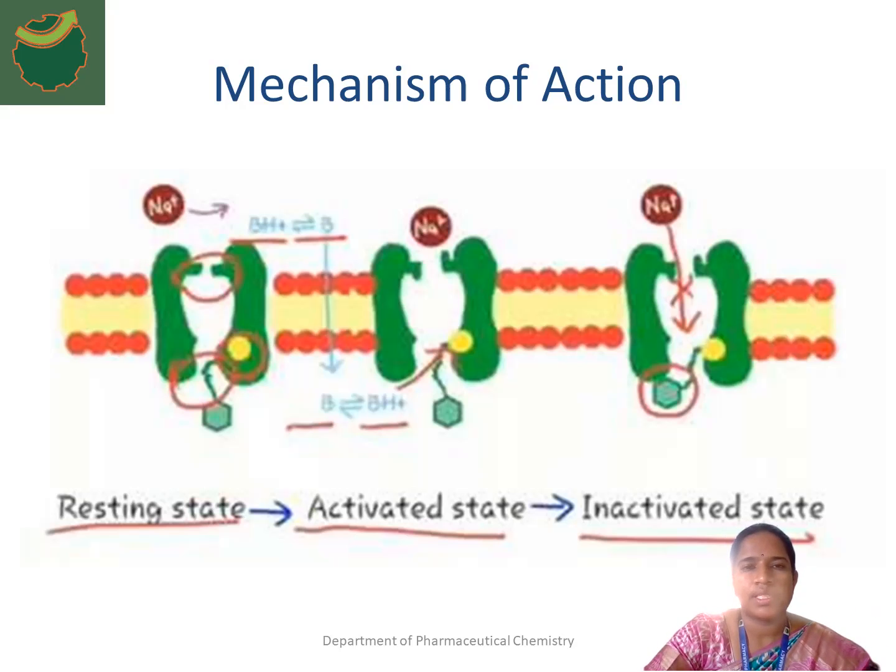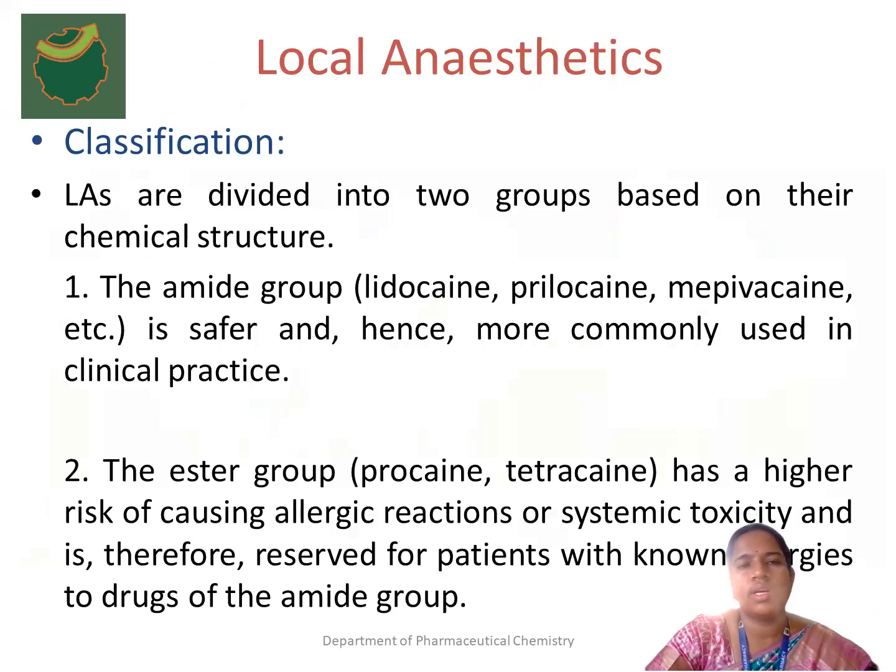So coming to the classification. Generally these local anesthetics are classified into two groups: the amide group and the ester group. Whatever compounds contain an amide group belong to this. For example, lidocaine, prilocaine, mepivacaine, etc. Okay, they are most commonly used. This is classified based on the chemical structure. We have one more classification, based on the site of action and duration of action, you can say.